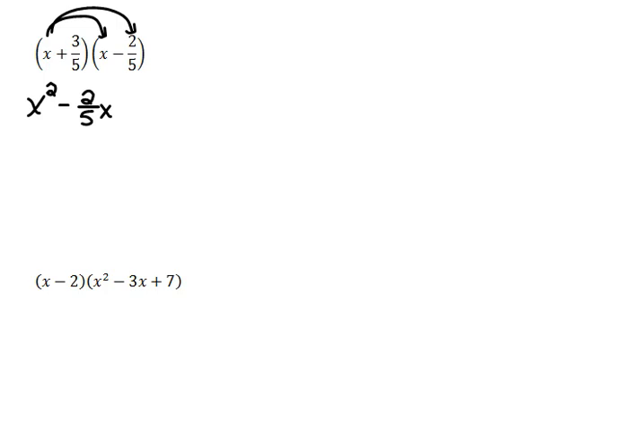Now let's go back and let's look at our fraction. We also have to distribute that 3/5 throughout the parentheses. So a positive 3/5 times x is positive 3/5 x, and positive 3/5 times negative 2/5 is negative 6/25. Remember, when you multiply fractions, you just multiply straight across the top and straight across the bottom.